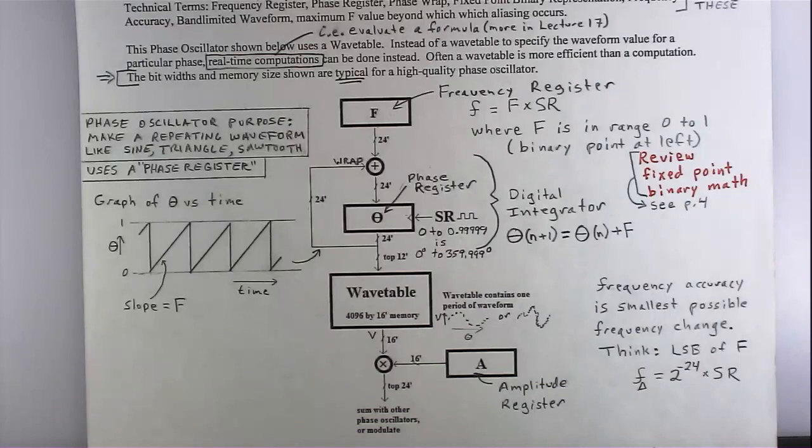Yeah, the frequency accuracy is the smallest possible frequency change. So the least significant bit of f is 2 to the minus 24, since we've got 24-bit numbers, times your sample rate. Now, when you look at this in hertz, say you've got a 48 kilohertz sample rate. Well, 2 to the 24 is 16 million. So it's 48 kilohertz divided by 16 million. It's accurate to a fraction of a hertz.